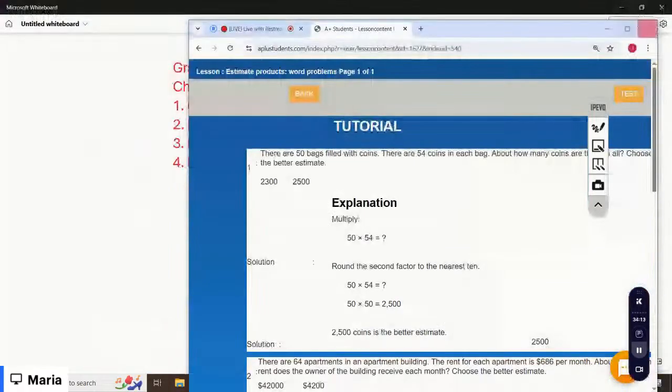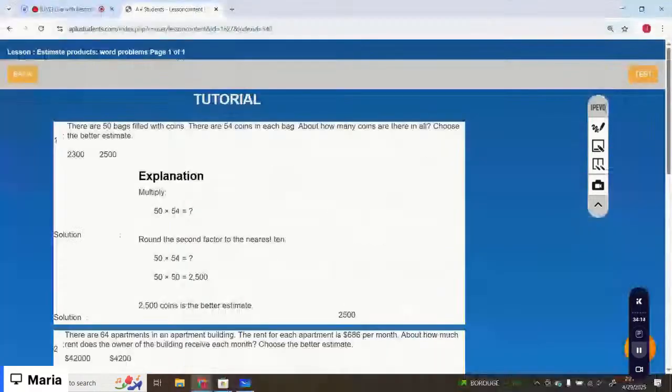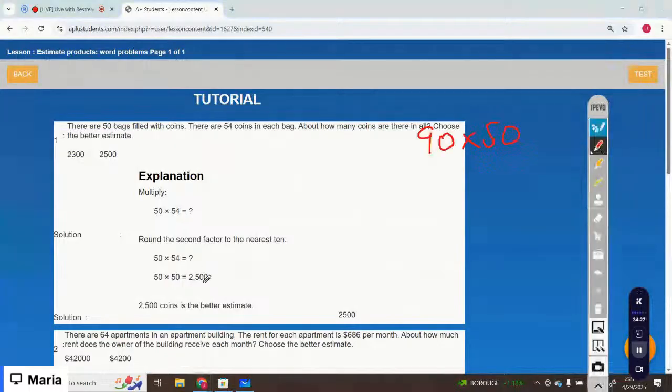There are 50 bags filled with coins. There are 54 coins in each bag. About how many coins are there in all? Choose the better estimate. So you have to round these factors and then find the product. 50 times 54, because 50 bags and in each bag you have 54 coins. So 50 is already at the 10. Now you need to round 54. So 54 is rounded to 50.